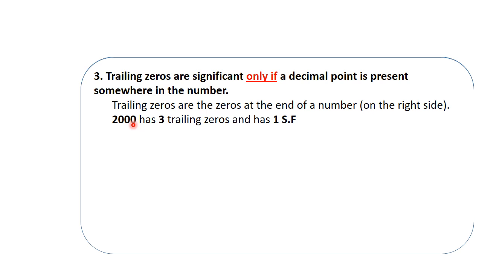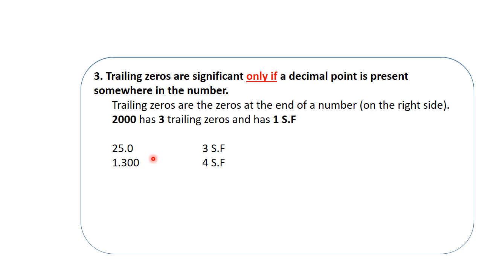Another example is 25.0. So 25.0 has how many significant figures? 3. Why? Because we have a trailing zero here and we have got a decimal point. Whenever we have a decimal point, the trailing zeros are counted to be significant regardless of where they are, as long as they are just behind a number, on the right hand side of the number.